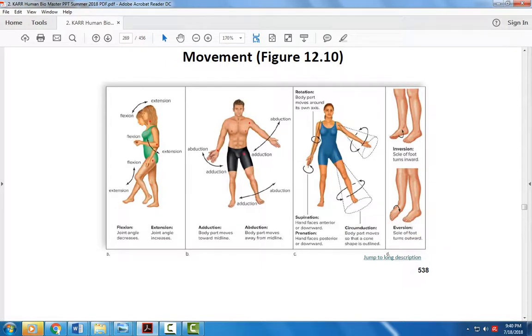We call that circumduction. And inversion is when we would be walking, for example, on the outsides of our feet, and eversion would be walking on the insides of your feet. So all of those motions are terms that we use to describe motion of joints.